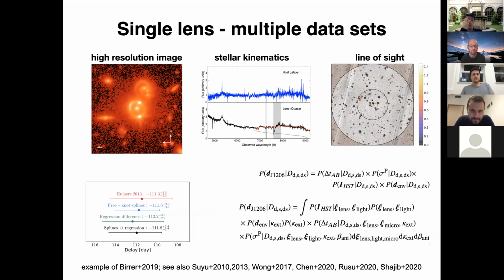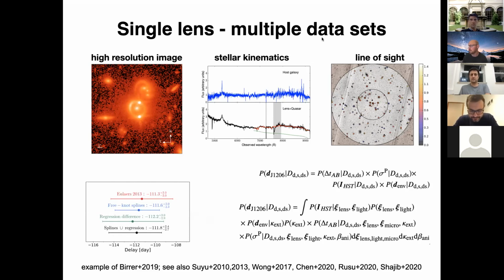Here is an example from the work that I led about a year or 2 ago. What we have per lens is high resolution imaging, here particularly from the Hubble Space Telescope, and also from a 10-meter class adaptive optics ground-based telescope. This is required to learn a lot about the lensing effect that is present in the main deflector, to learn about the lensing phenomena that we need to know to interpret the time delays. These are the time delays here, measured through different techniques on the data set.